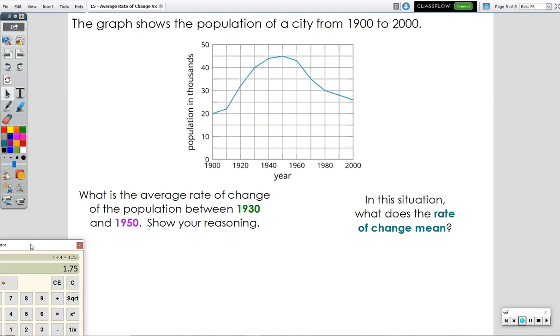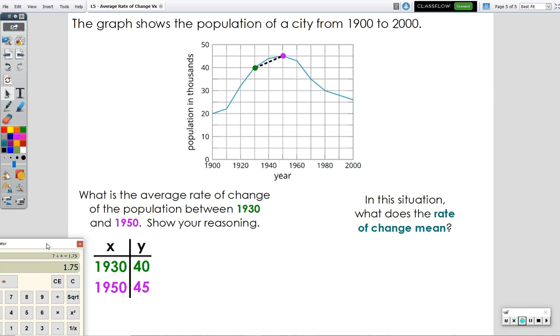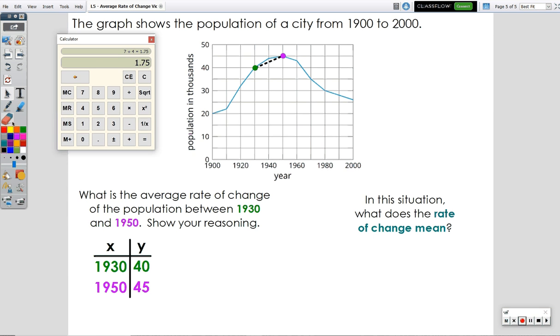And we can do these kinds of problems, again, looking at intervals on a graph, like if we have a connected graph. So what is the average rate of change of the population between 1930 and 1950? Okay, so what we want to do is look here from 1930 to 1950. We're looking for the average rate of change for that line. So we're going to start off with our table from 1930 to 1950. And at 1930, we can see that we had 40, but be careful, this is 40,000 people. And then in 1950, right here, we had 45,000 people. That 1,000 is going to be important in just a minute, okay?